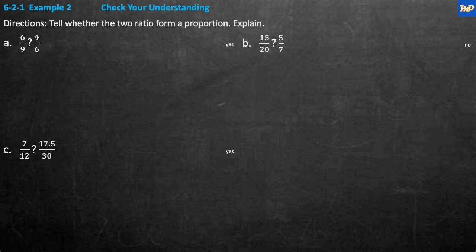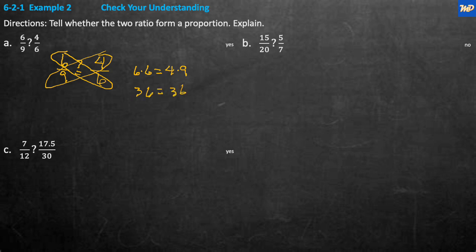Okay, now that you're back, let's do A. A says, is 6 divided by 9 equal to 4 divided by 6? How do we tell? We take the cross product, and we get 6 times 6. Does that equal 4 times 9? 6 times 6 is 36. And is that equal to 4 times 9, which is 36? The answer is yes.